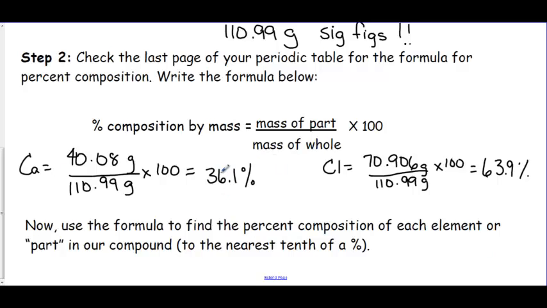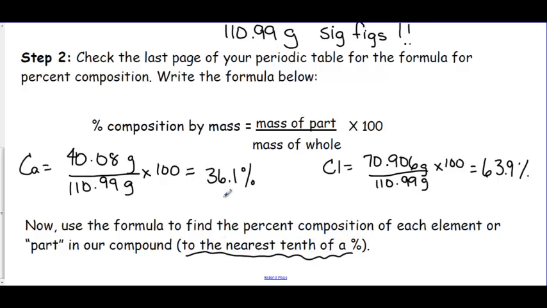Okay, so you should get 36.1% for the calcium, and 63.9% for the chlorine. So when we add up the percentages, they do add up to 100, and we know we are correct then. All right, so remember this part though. The answers or the percentages would be to the nearest 1/10 of a percent.